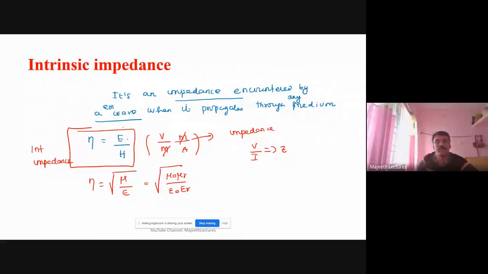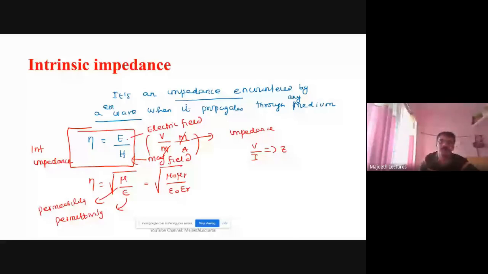Where E is electric field, H is magnetic field, mu is permeability, epsilon is permittivity. Okay, then we must know this is eta in any medium, the formula for eta.